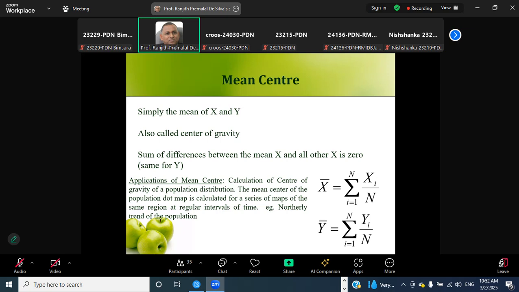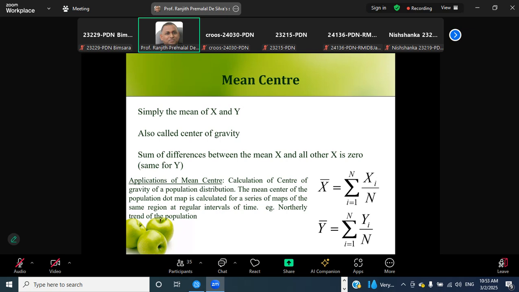Religions are also the same. If the Hindu population is moving towards the north, the Catholic population is moving towards the west, and the Buddhist population is moving towards the south, that doesn't look right. Okay? So that gives an idea of how the different trends are taking place. So it will be helpful for policymakers to formulate policies based on these movements. Therefore, the mean center is a very useful concept in how we apply it.